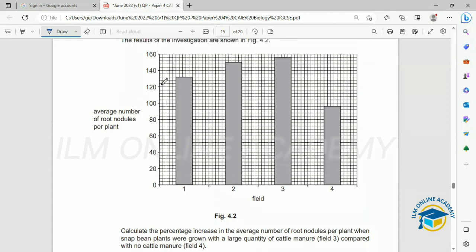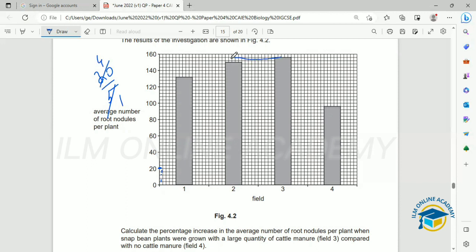So firstly, we need to see the graph, and in order to see that, we need to count how many blocks there are. 1, 2, 3, 4, 5. Okay, so those are 5. So, the first point is just 20, divided by 5. So it will give us 4, right?